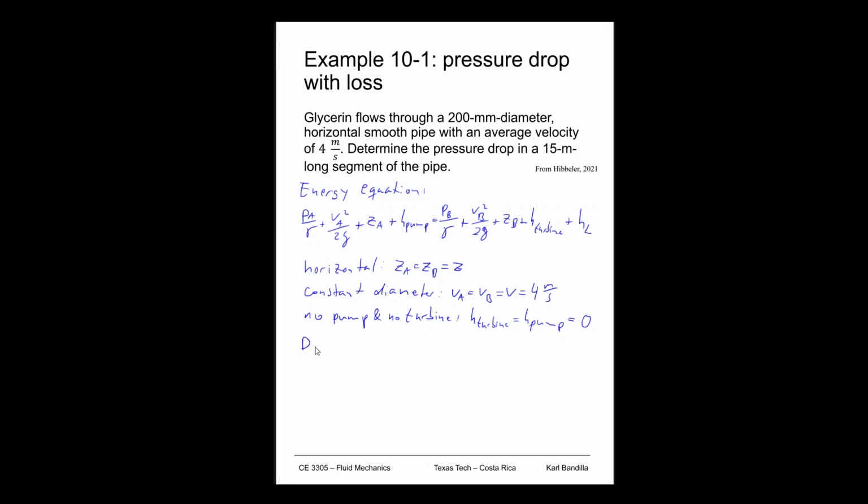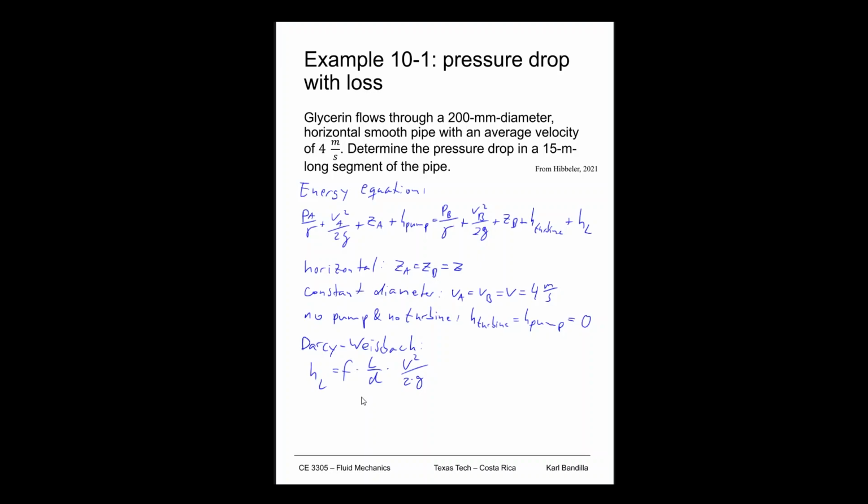Well, for the loss term, we know we can use Darcy-Weisbach. Well, we know that is H_L is equal to f times the length divided by the diameter, then times the velocity head. Let's see. In here, what are we given? We're given the length, diameter, velocity, and g, of course. What we don't know is the f.